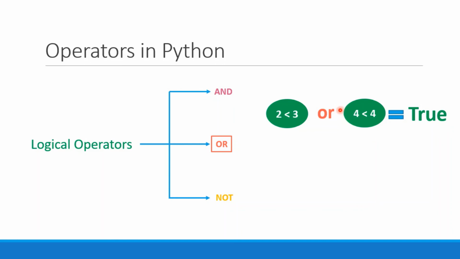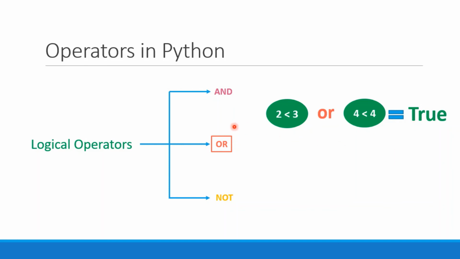But when we used AND here, the conditions were the same, and we got the false answer because AND considers both conditions. Only if both are true will it give you the answer as true, but OR will only consider one condition as true and it will give you the answer as true.